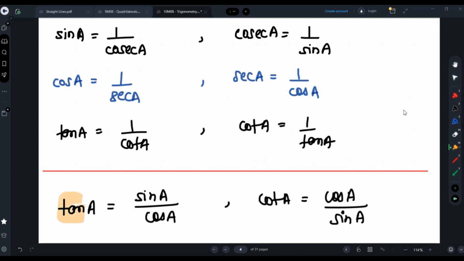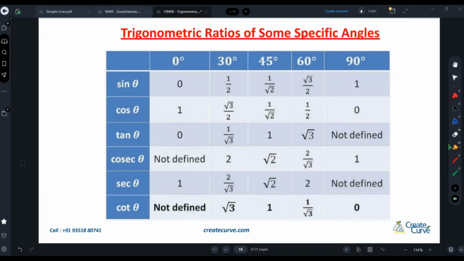One more way is there. Tan A can be represented as sine A divided by cos A, and cot A can be represented as cos A divided by sine A. Now, three ratios you have to remember for sure: tan, sine, and cos, and the table also, for three parts: sine, tan, and cos. Now, specifically, if the angle is given as theta in a right angle triangle, the values are written for us.